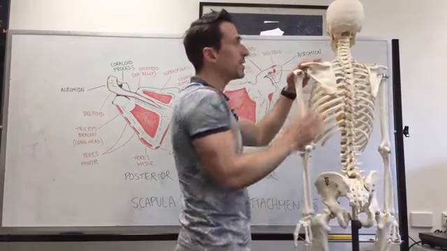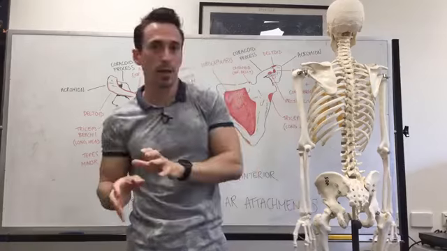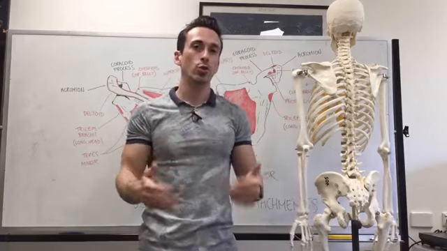So these are some of the muscles that are attached to the scapula and their role when it comes to scapular movement.